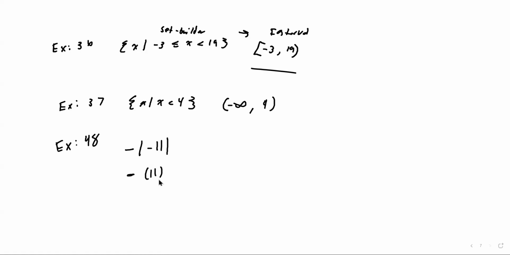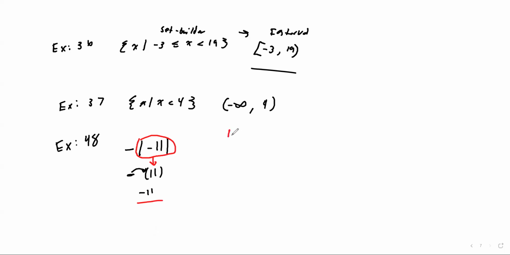So I put that now in parentheses because now I've done the work. The absolute value of negative 11 gave me just 11. Then you apply the negative and you get negative 11. So this guy right here is just 11, and then you can apply the negative to get negative 11.